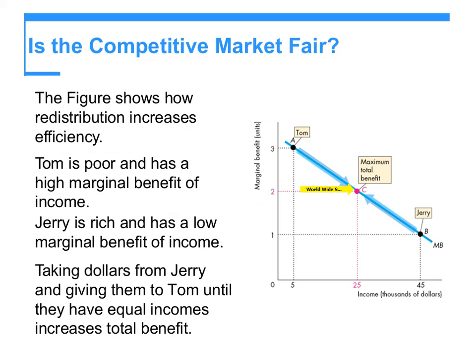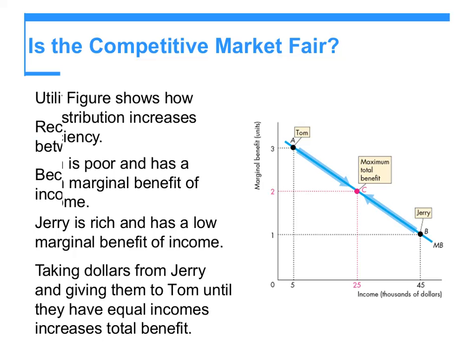Which is the maximum total benefit. And Jerry is gaining a lot of money, and the reason is because his income is drastically higher than Tom's. His income is 45,000, while the income of Tom is 5,000. Why not bring the 45,000 of Jerry to somewhere around 25, and also the 5,000 of Tom to somewhere around 25? Then the maximum total benefit is going to be there.